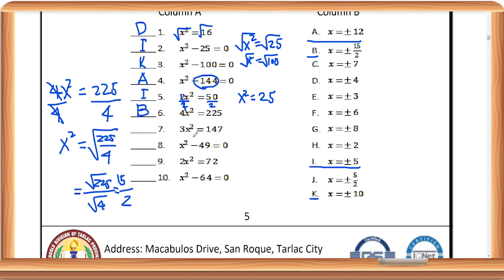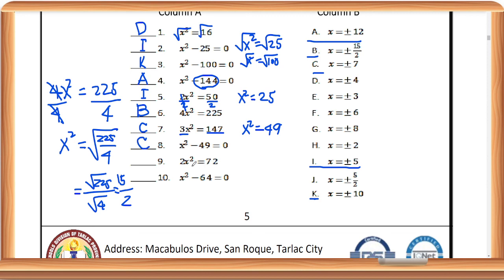Okay, how about this one? I-divide mo both sides by 3. So, magiging 49 yun dito. X squared, therefore, is equal to 49. So, what is the square root of 49? It is positive and negative 7. So, that must be C. Okay, so sa number 8, 49 pa rin. Kasi kung ililipat mo yung 49 dito, magiging positive 49. So, the square root of 49 is 7. So, C pa rin siya.